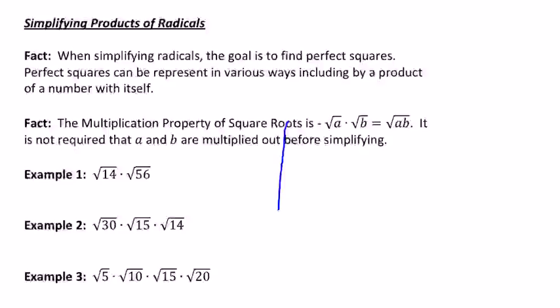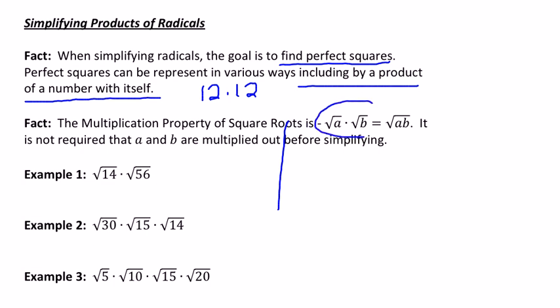One, when you're simplifying the square root, you're always looking for perfect squares. You might be looking through prime factorization, or you might be actually trying to factor out perfect squares. But remember that a perfect square can always be represented as a product of a number and itself. So 12 times 12 is a perfect square, and the square root of 12 times 12 is just 12. So that's what we're going to be doing: we're going to use this multiplication property of square roots to find these pairs of numbers, or pairs of factors, inside a product.